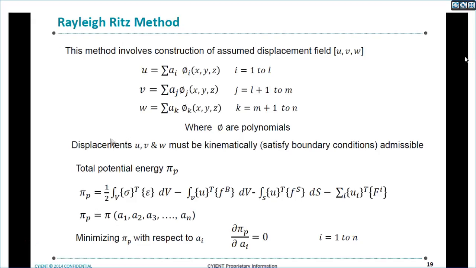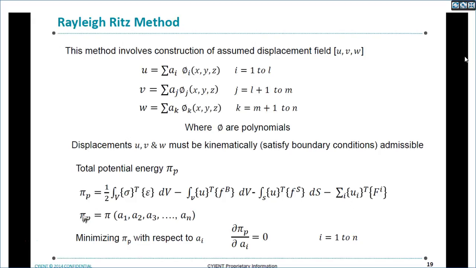Here the displacements u, v, w must be kinematically admissible. That means they should satisfy the boundary conditions. There are boundary conditions in the body, and those boundary conditions should be satisfied by these polynomials. So the total potential energy equation is given by this one.